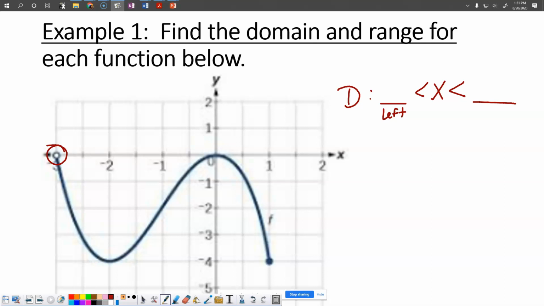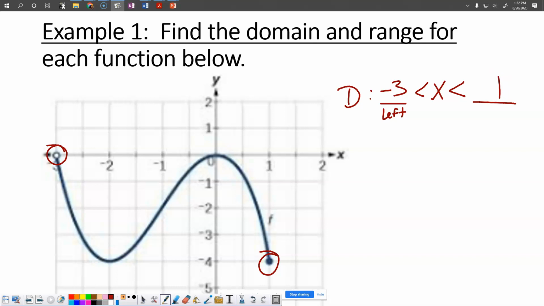So it stops at what x value? The x value it stops at is -3. So the farthest x value to the left is -3. Now, how far to the right does it go? What's the farthest x value to the right? The farthest x value to the right is 1. So this graph goes from -3 to +1.